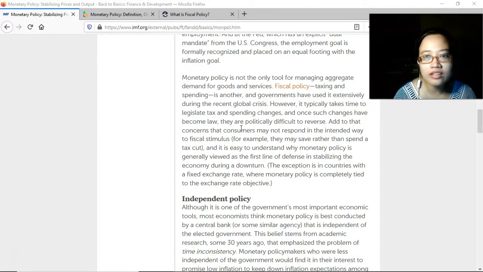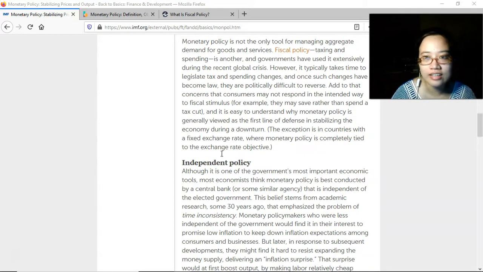Okay. Add to that the concerns that consumers may not respond in the intended way to fiscal stimulus. For example, they may save rather than spend a tax cut. There is that. And it is easy to understand why monetary policy is generally viewed as the first line of defense in stabilizing the economy during a downturn. The exception is in countries with a fixed exchange rate, where monetary policy is completely tied to the exchange rate objective. The Philippines is not like this. We don't have a fixed exchange rate. It will depend on supply and demand. Okay, let's go back here.